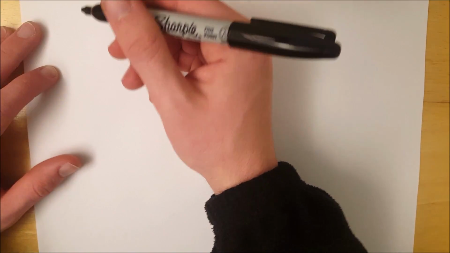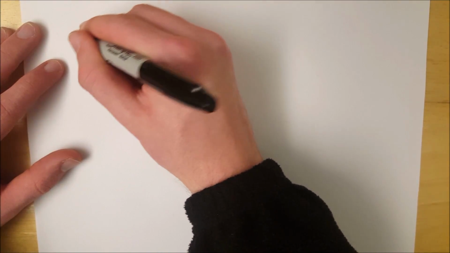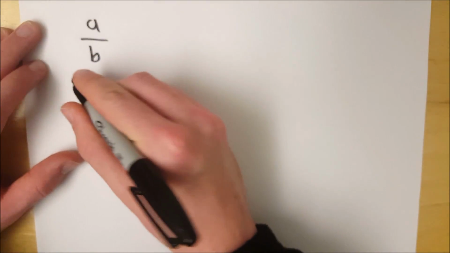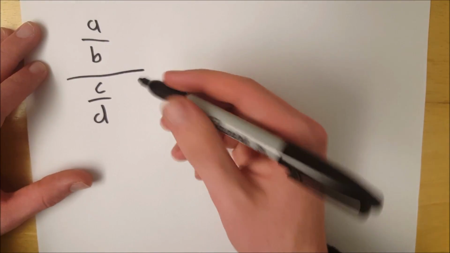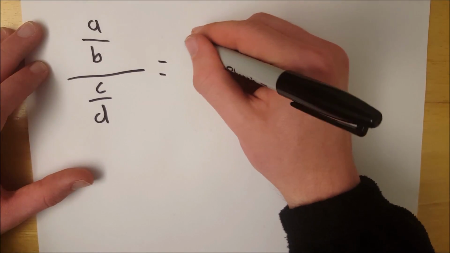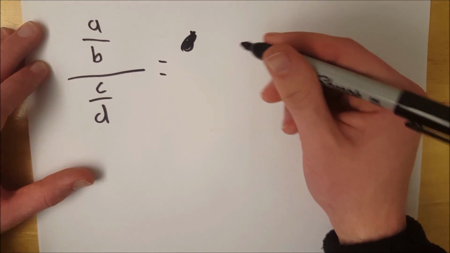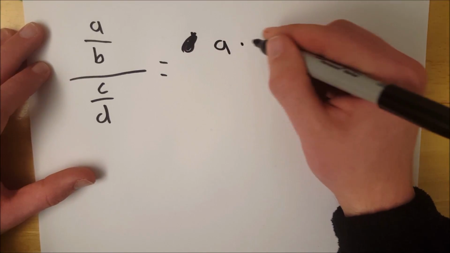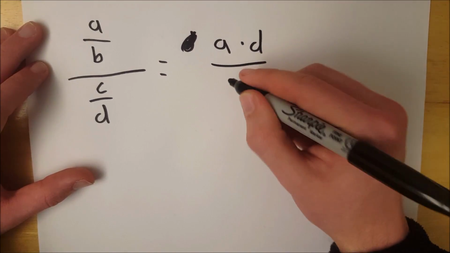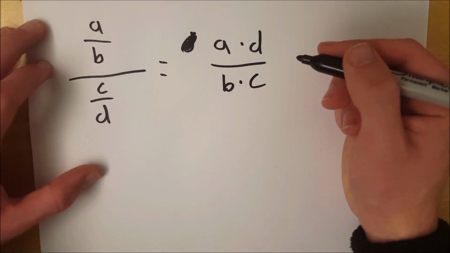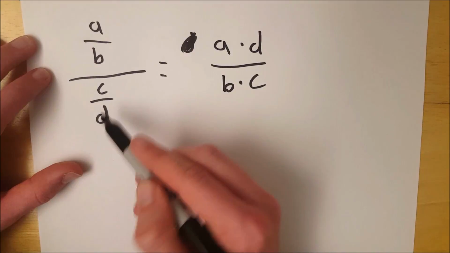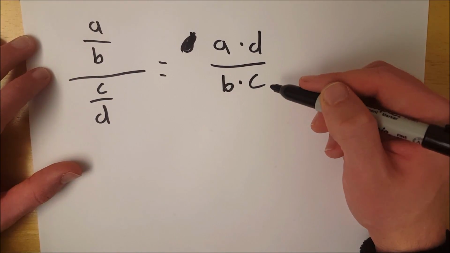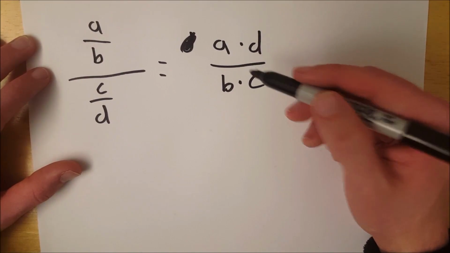So here's the handy-dandy multiply by the reciprocal formula. Let's say you've got a fraction a over b divided by c over d. This nasty expression is equivalent to a multiplied by d over b multiplied by c. So instead of doing some nasty division here, you just flip the c and d around, so d's on the top, c's on the bottom, and you multiply it by a over b.